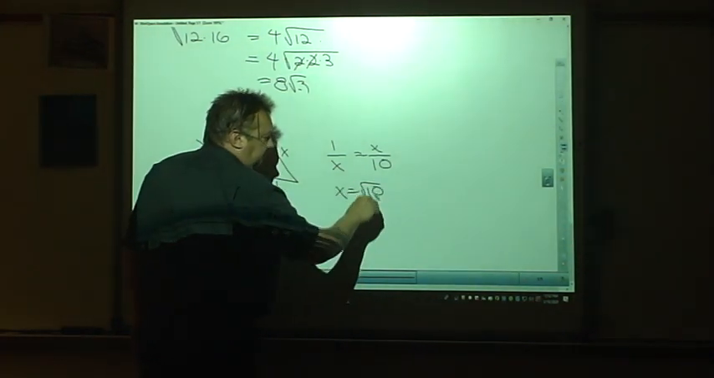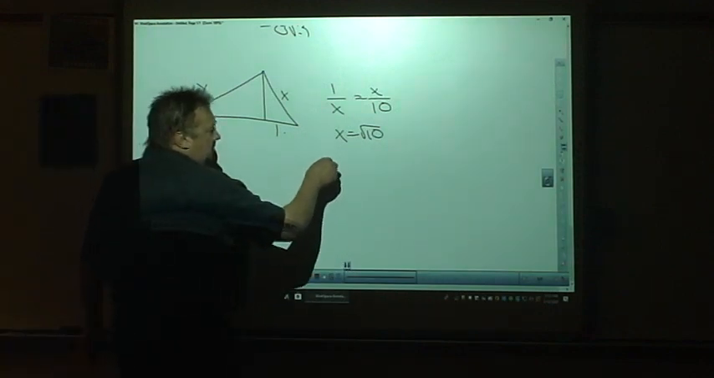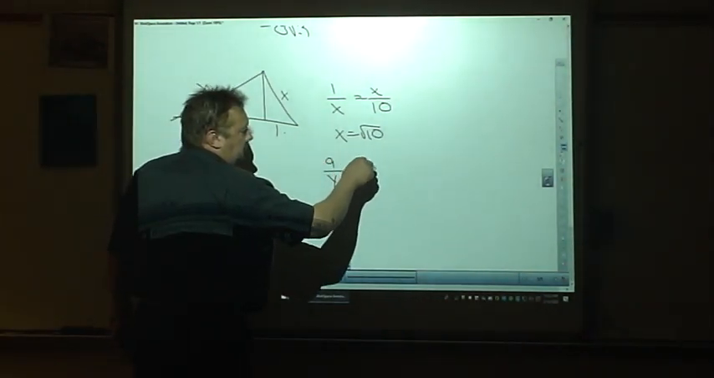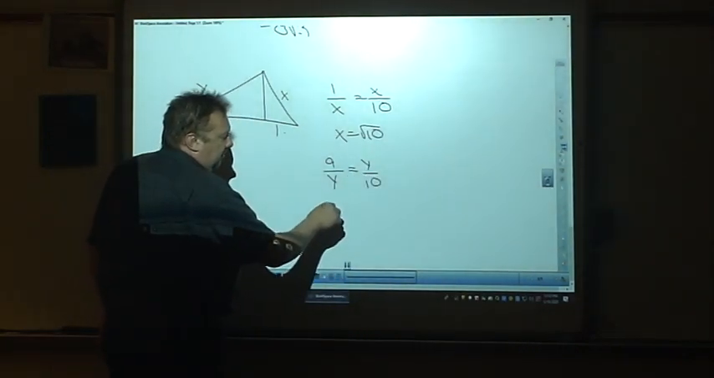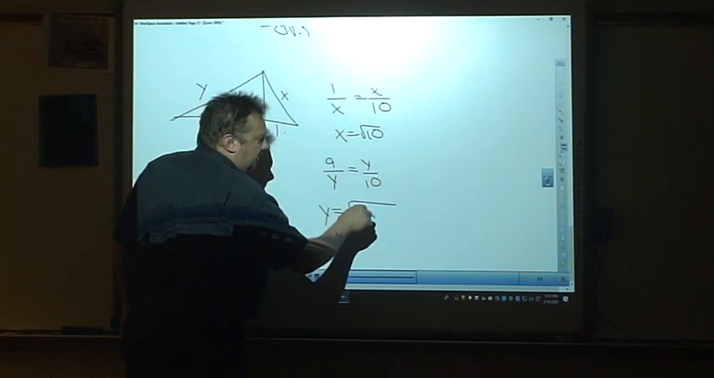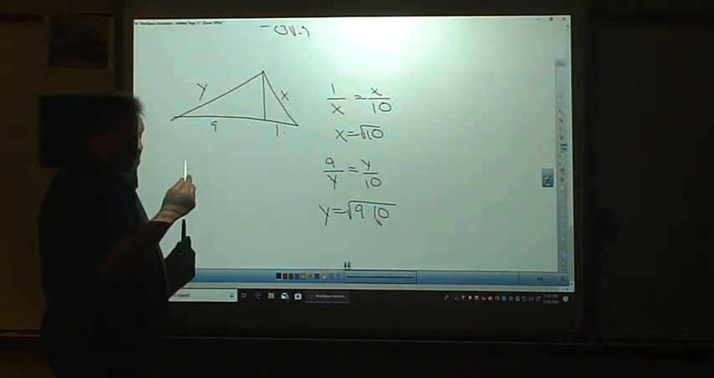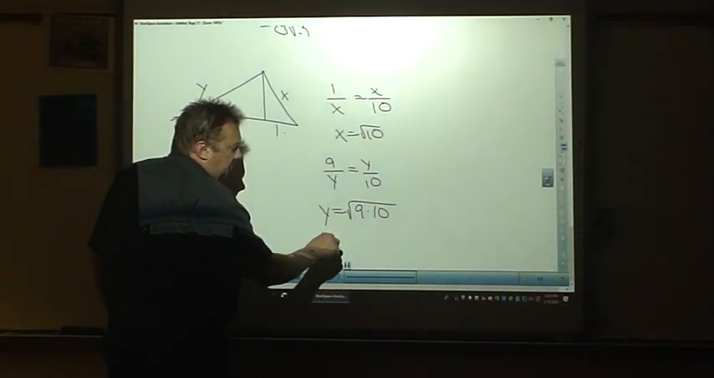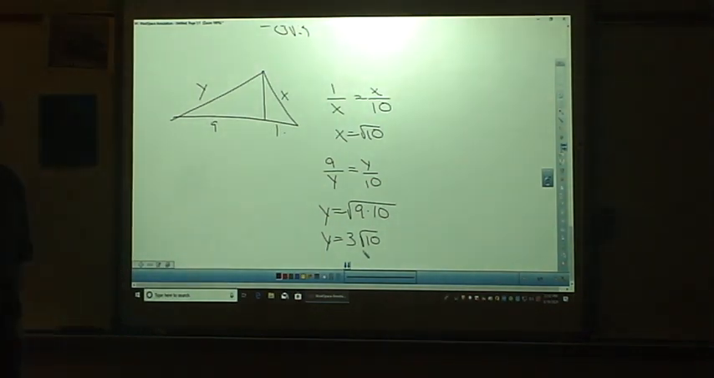Square root of 10. For Y, it's the same idea except this part, 9 over Y equals Y over 10, which means we have Y equals the square root of 9 times 10, because it'd be Y squared. Well, square root of 9 is 3, and I can't do anything with the 10. 3 square root 10.